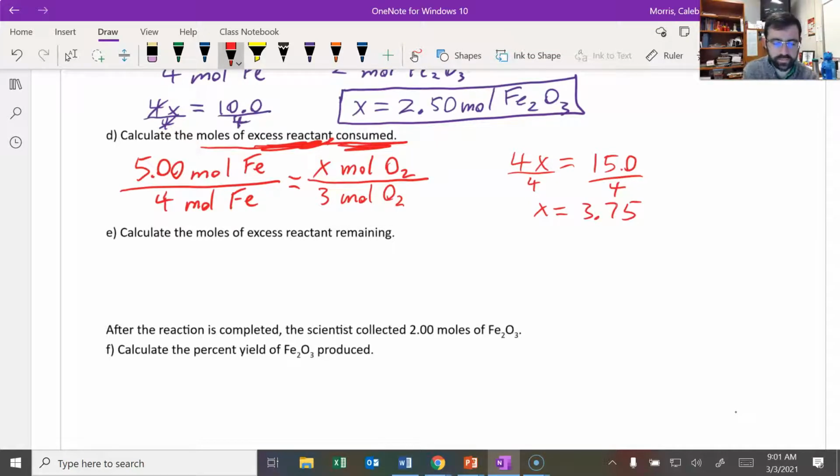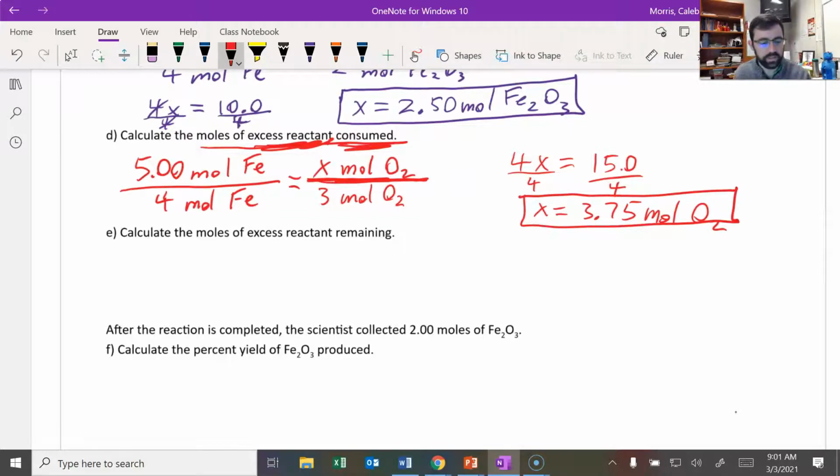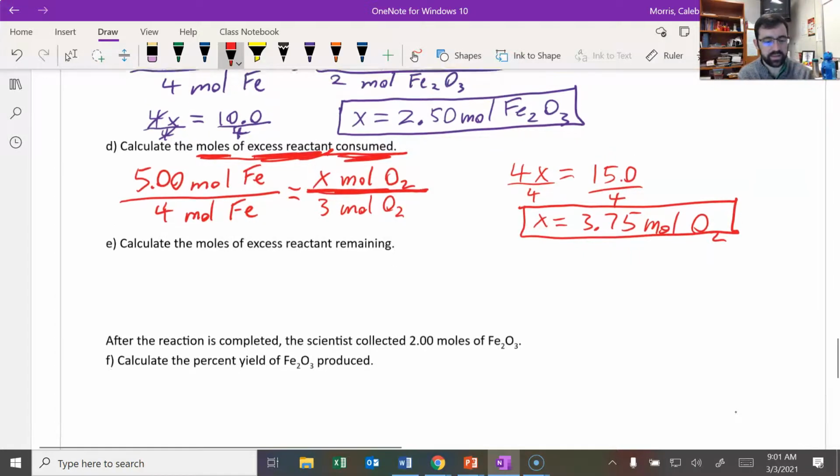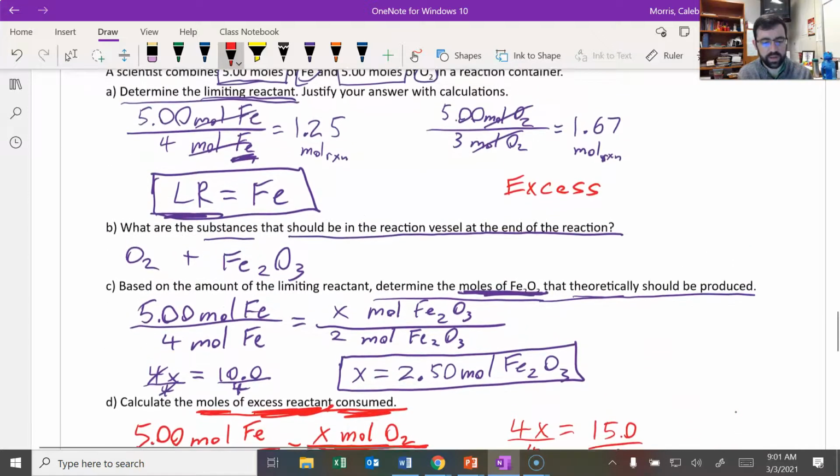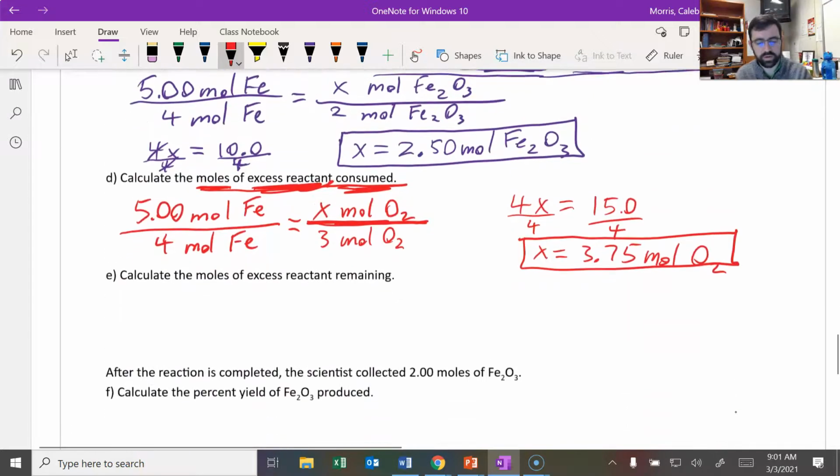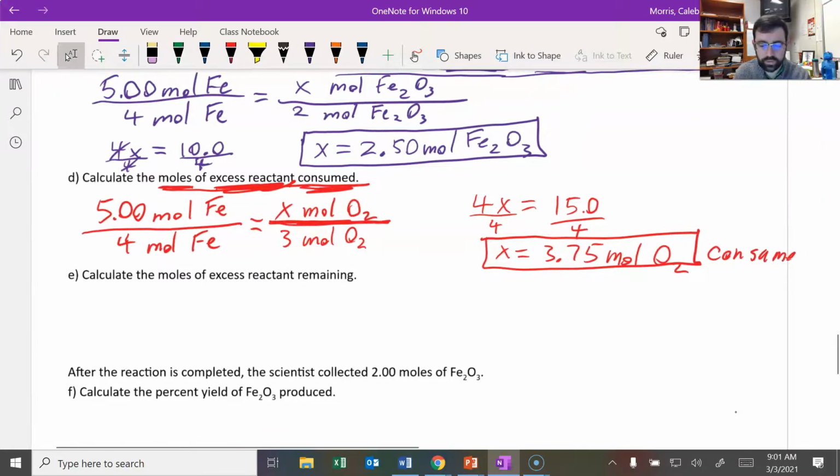Check your units. Moles of O2. After you've solved it based on the problem, double check and make sure it's what you were looking for. I was looking for moles of the excess reactant, and our excess reactant was O2. So moles of O2 that were consumed or used.